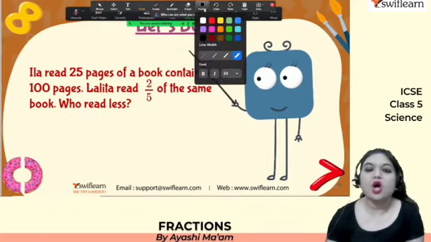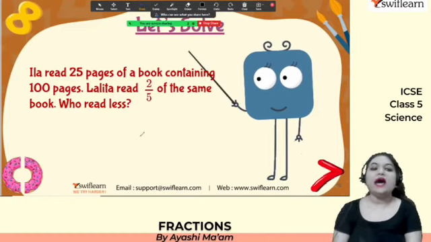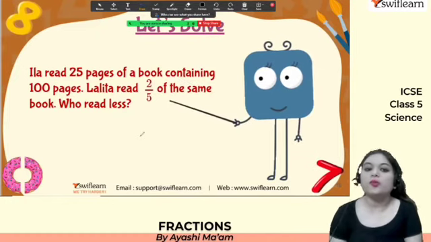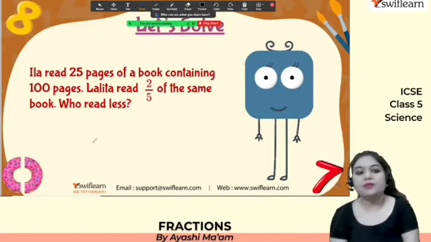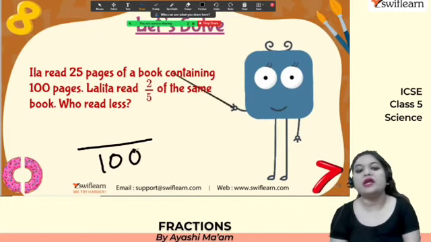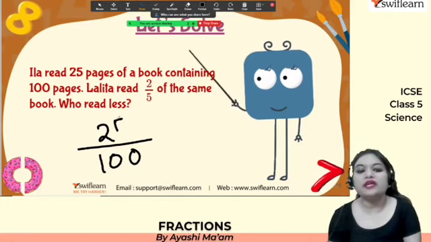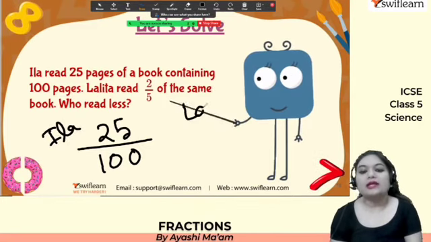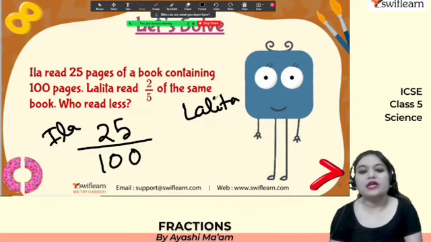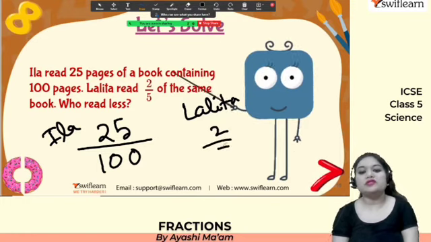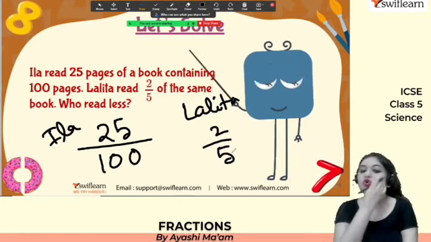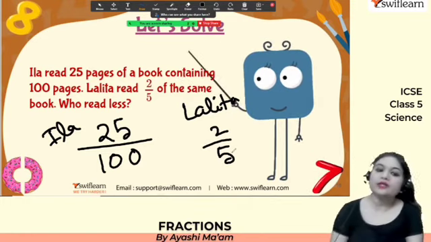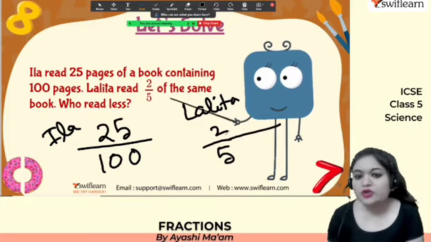Now, let's solve a word problem. Ela read 25 pages of a book containing 100 pages. That means total number of pages 100. How many pages did she read? 25. So this has been read by Ela. And coming to Lalita, what is happening? She read 2/5 of the same book. Okay, so who read less? So how can you do this?